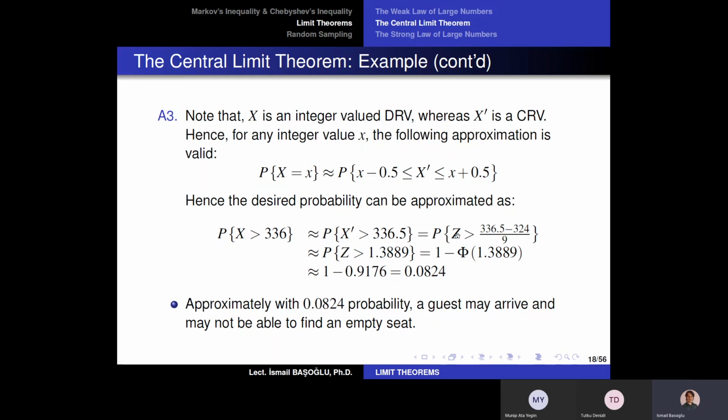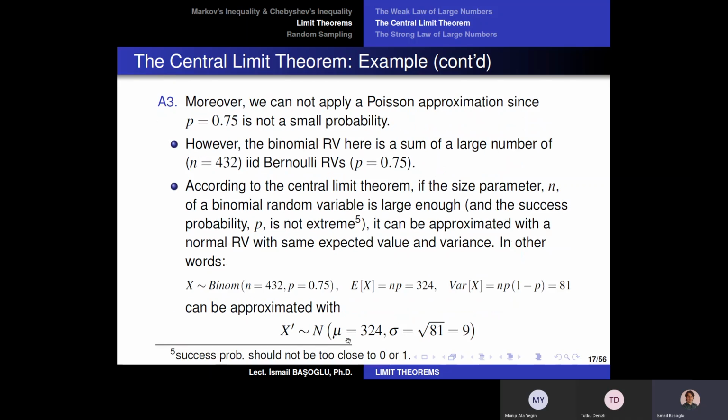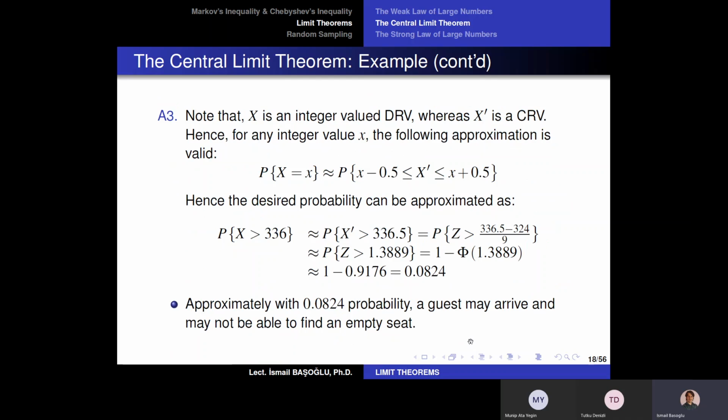And which is going to be the probability of a standard normal random variable to be greater than the standardized value on the right-hand side. So remember now, we have approximated that binomial random variable with a normal random variable with location parameter 324 and scale parameter 9. So I am going to subtract the location parameter from both sides and divide the difference by the scale parameter, and the right-hand side will become 1.3889. So I am going to calculate the probability of a standard normal random variable to be greater than this value, which is 1 minus the CDF at 1.3889.